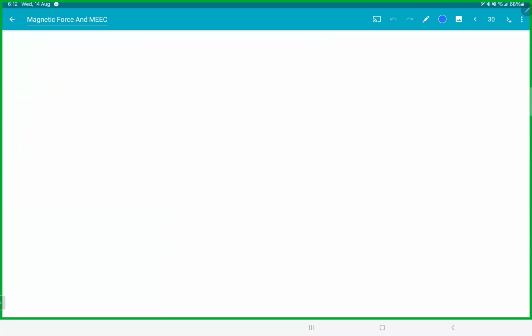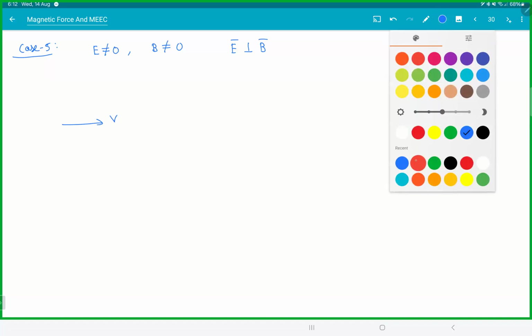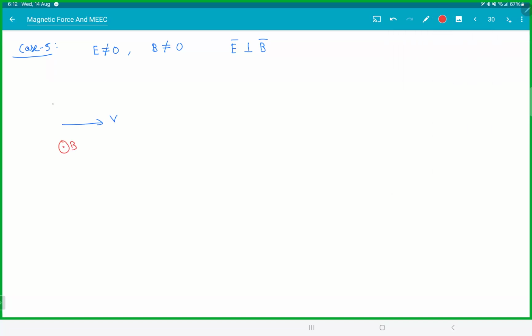Next thing. Case 5. Let's say we also have an electric field now. So we have an electric field in the region, E is not 0, B is not 0, and let's say they are mutually perpendicular. This is a special case. It could have been anything. So let's say the velocity is V, the magnetic field is B and the electric field is along the y-axis. Now on this particle, if you look at the forces, the electric force will be in the upward direction, and qV cross B would be in the downward direction.